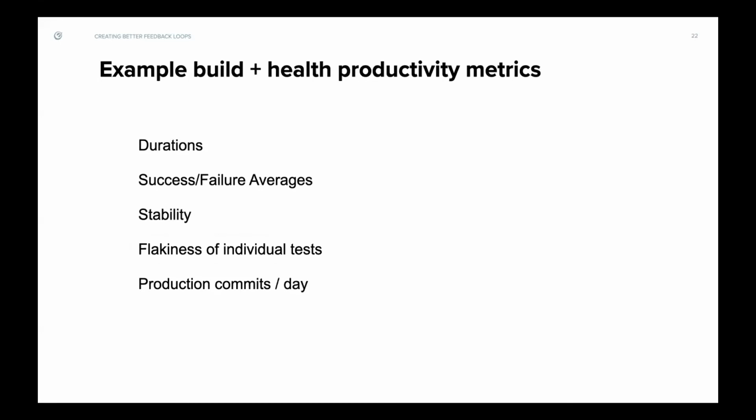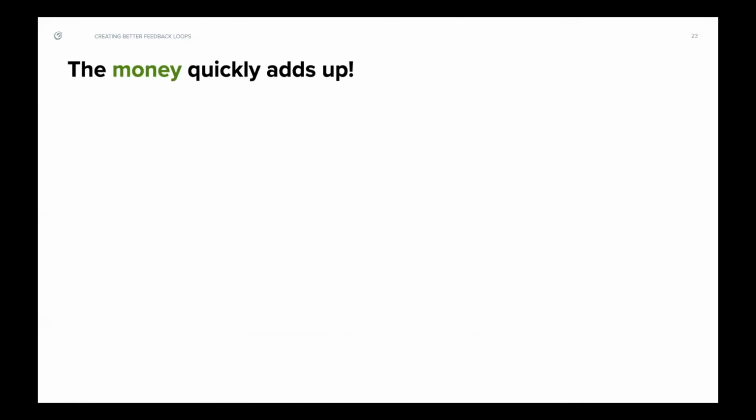The number of production commits per day, or per week or per month, as well as finally, maybe the productivity of your developer. What's the time from first commit to the time it makes it into production? Why should you concern yourself, or why should you bother tracking this information?